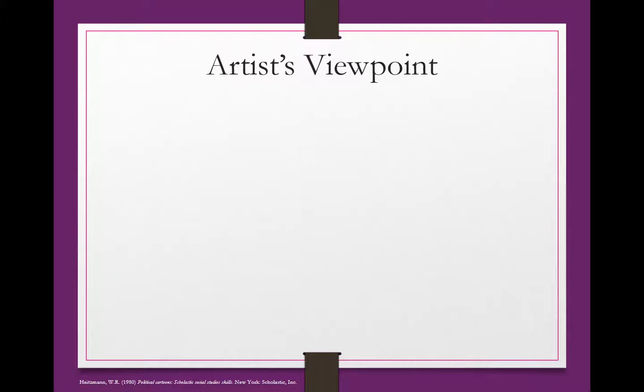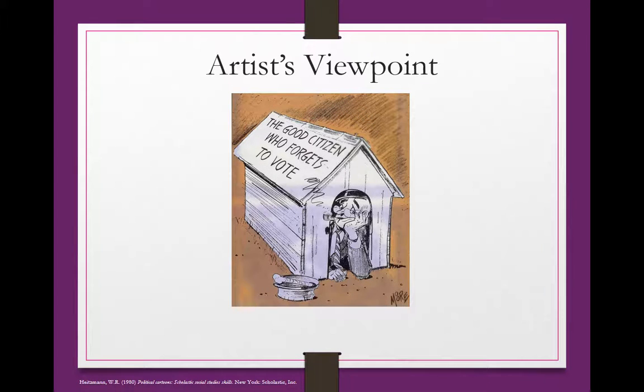Another important feature to consider is an artist's viewpoint. Often, a political cartoon is trying to persuade a reader to feel or think a certain way. When considering artist's viewpoint, think about what the subject or issue the artist is commenting on, what is the subject being portrayed, and what are the feelings suggested by the images. In our example, the man in the doghouse is labeled as the good citizen who forgets to vote. The artist is portraying the idea of voter apathy and how people who don't vote will be looked down upon by society.